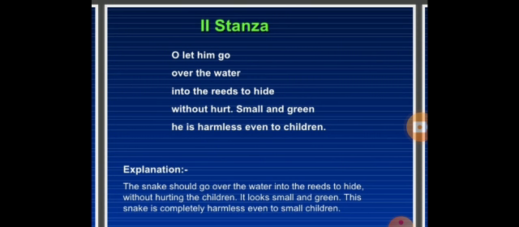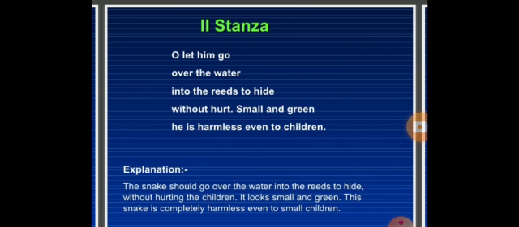And I can see the color of the snake. It is green in color and it is so small. And I tell you, it is really harmless even to the children. So the poet in this second stanza says that the afraid snake is making its way into the water so that it can avoid the possible harm.